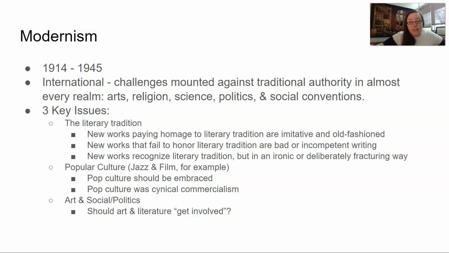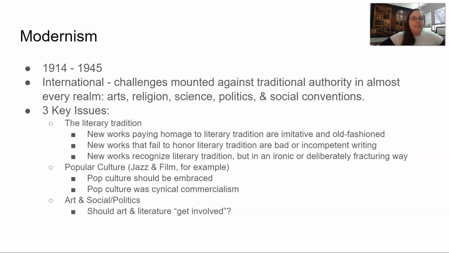People are questioning politics. We're going to see a rise in Marxist and communist thinking during this period, questioning the politics of capitalism. And people are also questioning and challenging social conventions. So what has traditionally been socially acceptable, people are trying to challenge that and make more things socially acceptable.